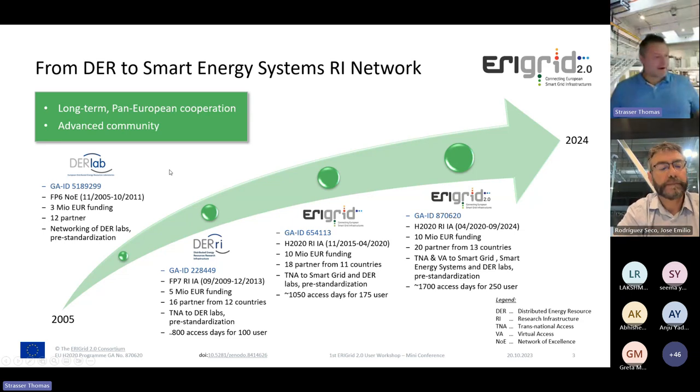Then we moved on with the first research infrastructure project that was called DERI. That was in the FP7 framework where we already provided access, because the goal of this project is to do research on the infrastructure, improve methodologies, tools, and approaches, in our case mainly related to testing of smart grids and energy systems and the integration of DR units. That started especially with the DERI project. Then we had ERIGrid 1 and now ERIGrid 2.